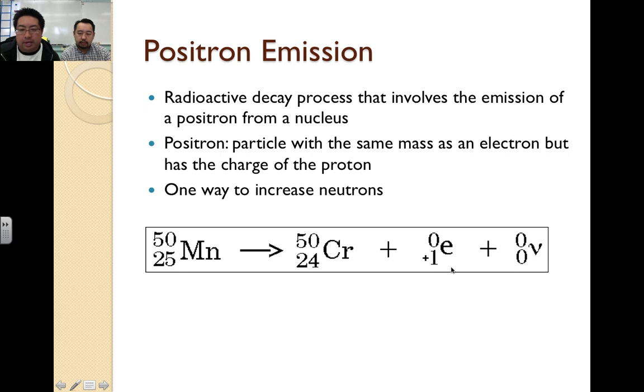So this is our positron here. It looks like an electron, but notice the +1 here instead of the -1. And also notice how the mass number doesn't change, but the atomic number goes down by 1. So this is a way to increase the number of neutrons. What you see here is a neutrino, but we're not going to worry about that.